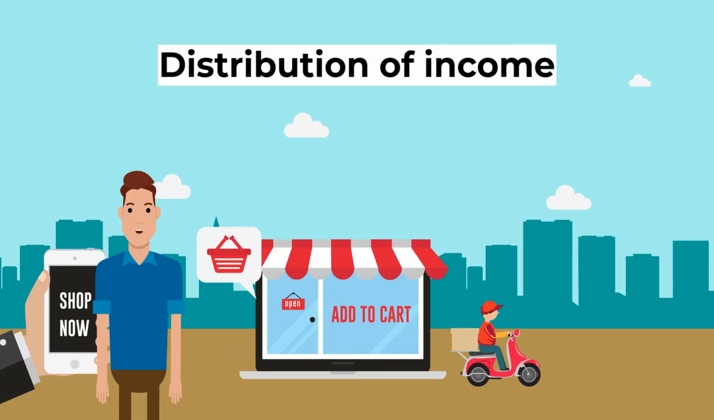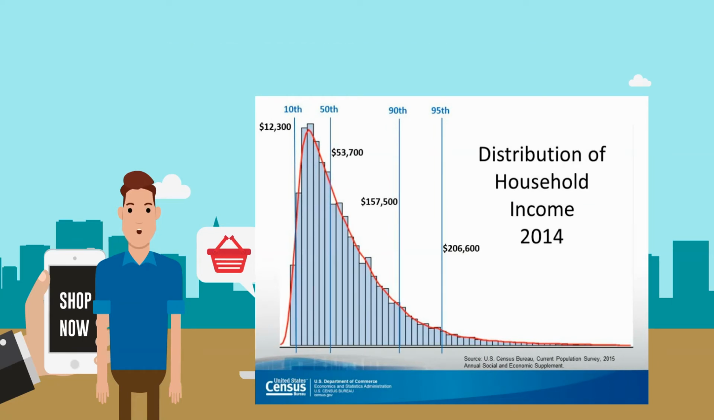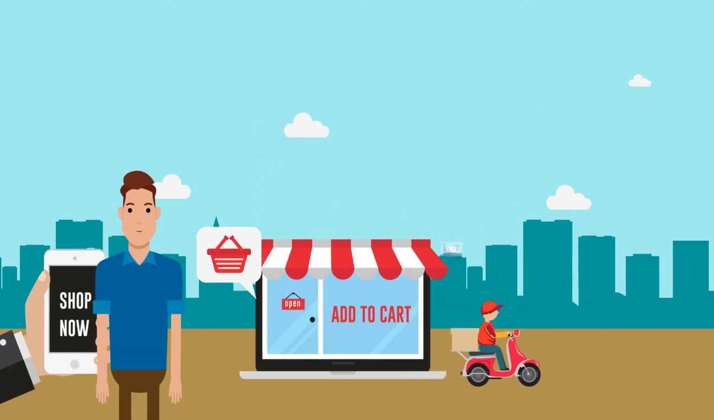4. Distribution of income. Those on high incomes tend to save a higher percentage of their income than those on low incomes, and so a change in the distribution of money in the economy will affect the level of consumption. If money is moved from the rich to the poor, consumption is likely to increase, as the poor have a higher MPC.